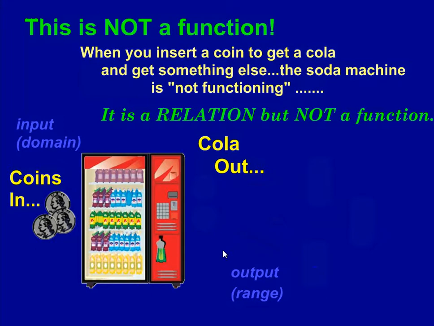Now, if you inserted your money for the Coke and you did not get a Coke, you got water, that means that machine is not functioning. It's a relation, but it's not a function. So you get it? When you insert a coin to get a Coke and you get something else, that machine is not functioning.